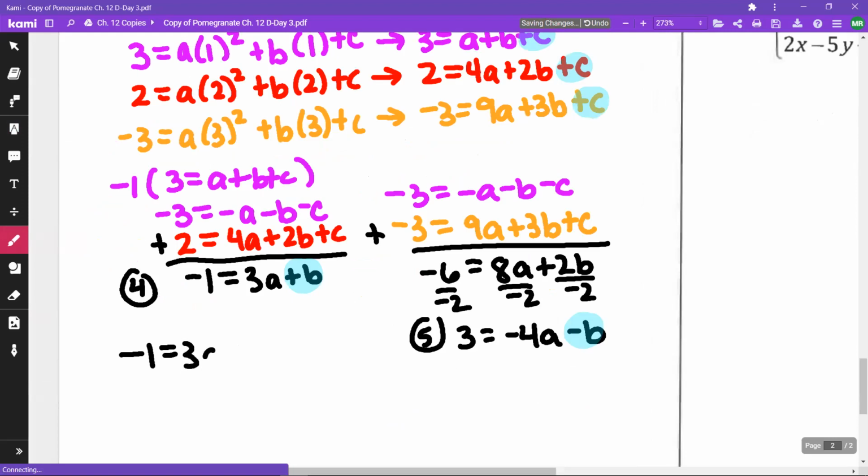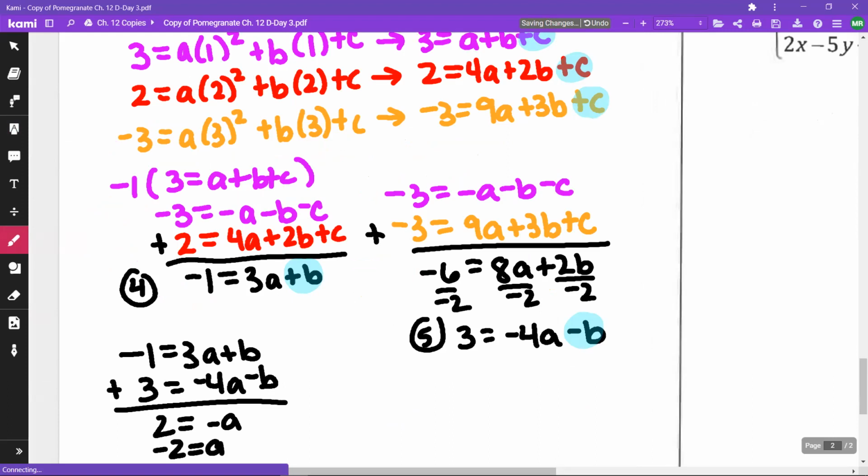-1 is equal to 3a plus b, and 3 is equal to -4a minus b. I'm going to add them up. I get 2 is equal to -a. So a is -2. I'm not done with that system. I still need to find the b.